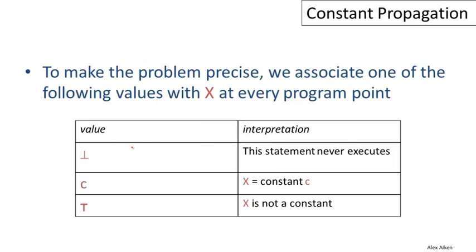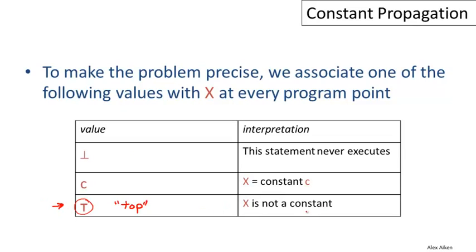The way we're going to compute the information that we want is to associate one of the following values with the variable x at every point in the program. And let's start with the last one here. We will assign x this special value here, which is pronounced top, if x is not a constant.